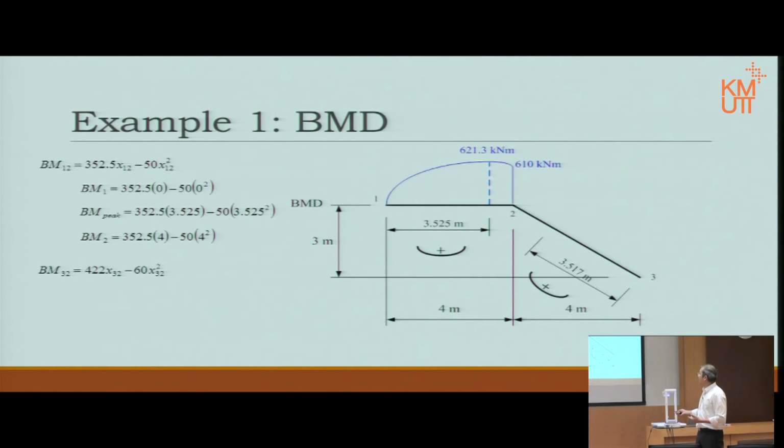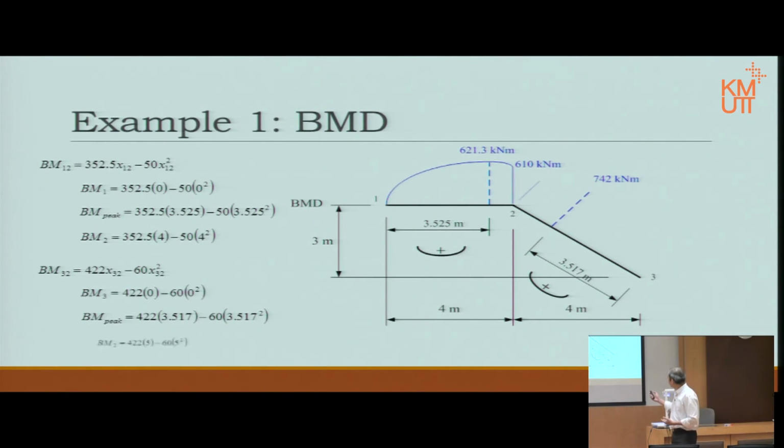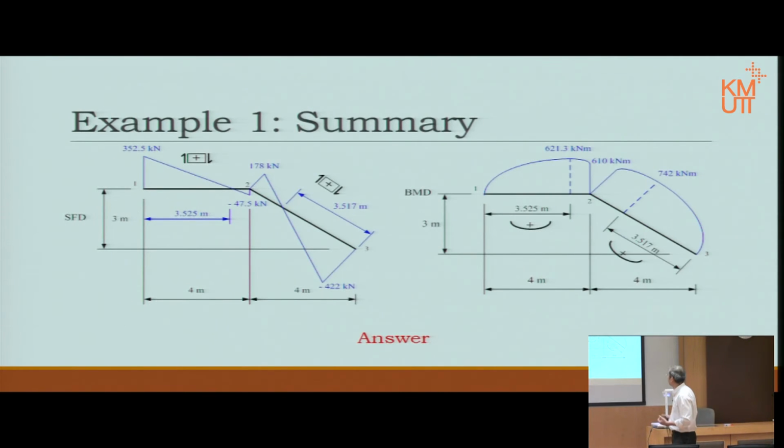Between 3 and 2, sorry, again the same. First point, the peak, last point, then draw the parabola. And that's done. As simple as you think. Well, I hope it looks simple.